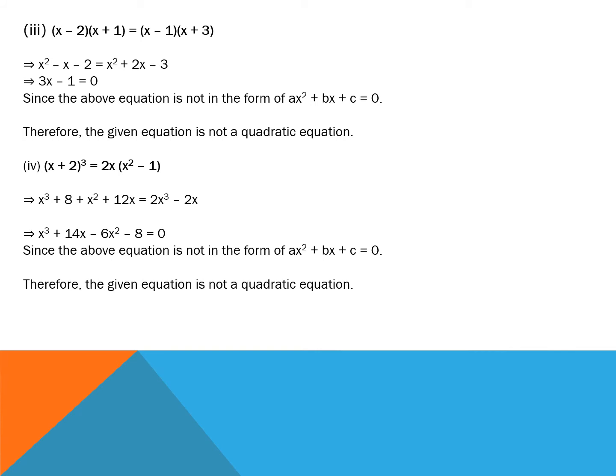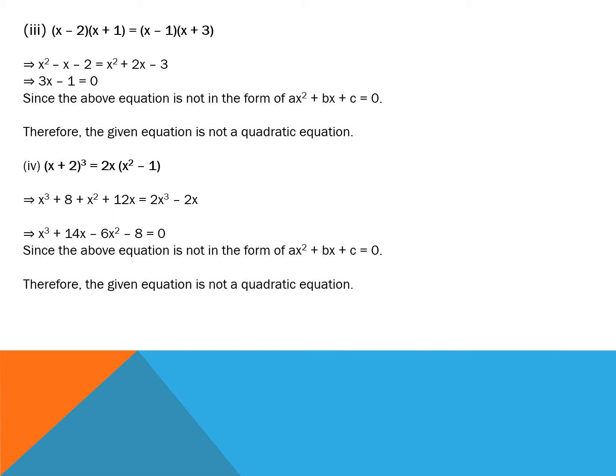The third part, (x minus 2) into (x plus 1) equals (x minus 1) into (x plus 3). We solve the equation, combine the like terms and we get 3x minus 1 equals 0. Since this equation is not in the form ax squared plus bx plus c equals 0, this equation is not a quadratic equation.